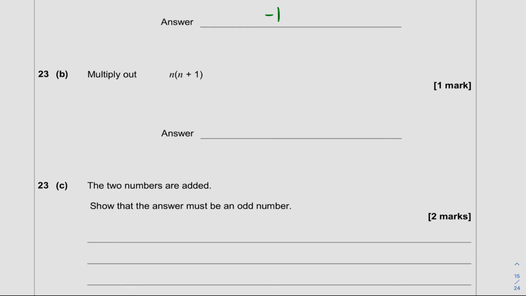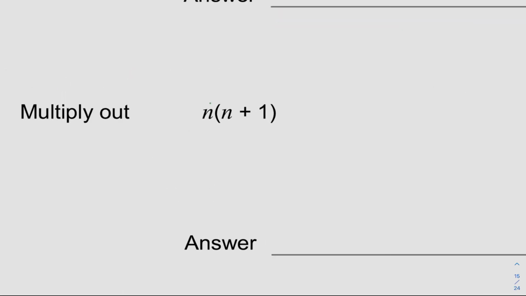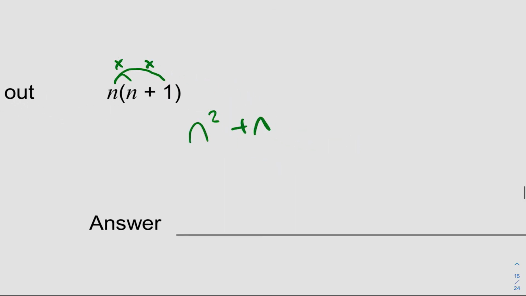23, Part B, we need to multiply out n brackets n plus 1. So when we do that, what we have to do is multiply these two terms, and then also multiply these two terms. So when we do that, we get n squared plus n, and that is the final answer, n squared plus n.